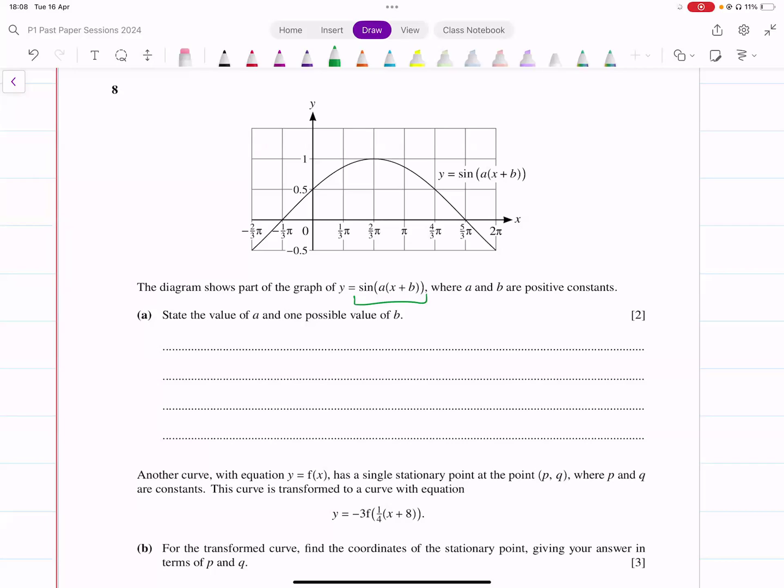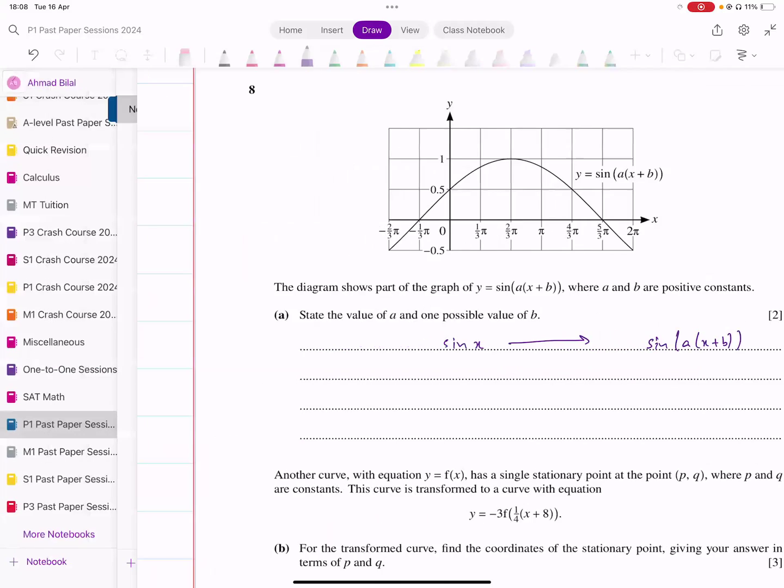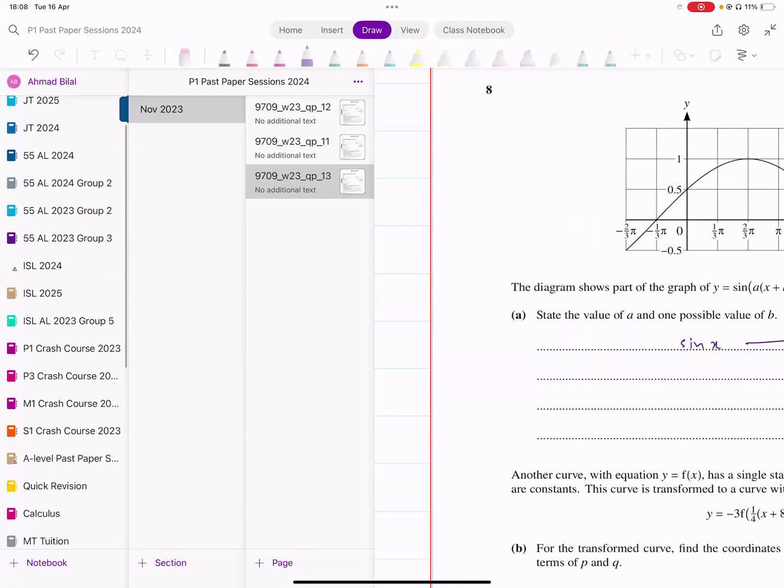Okay, so you have a sine function, and you have the graph given here. We need to state the value of a and one possible value of b. Now, the function is written in a form like this: sin(ax + b). What's the standard sine function? It's sin x. So the sin x function is basically transformed to this function. For this, it's really important that you understand the order of transformations very well. Many people struggle with that, so I'll quickly just show this to you.